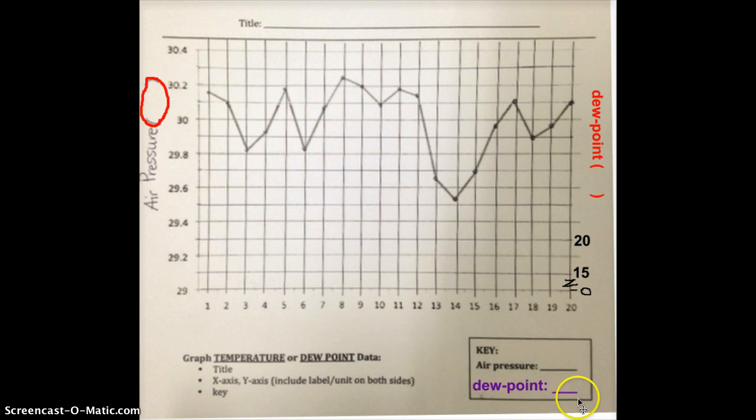Next, look at your key. What colors are you going to use for air pressure and dew point? Please use 2 colors. Don't just use pencil. It makes the graph easier to read when you use color.